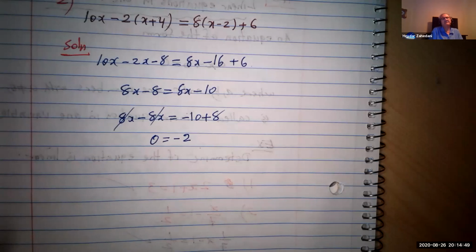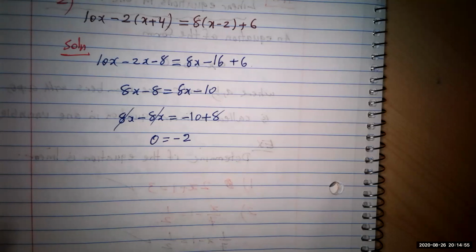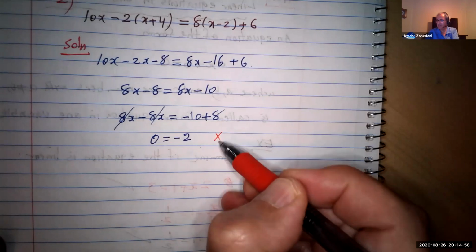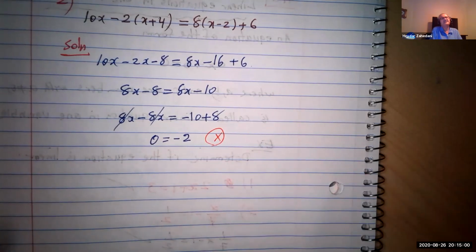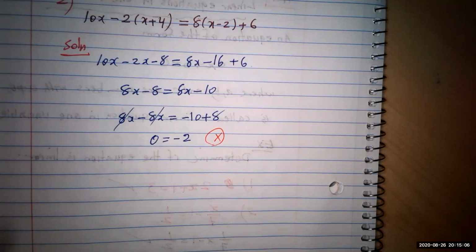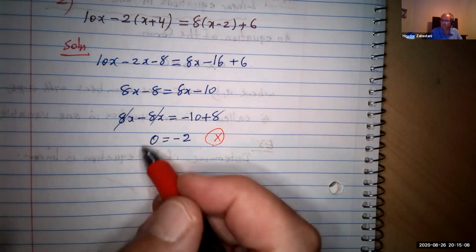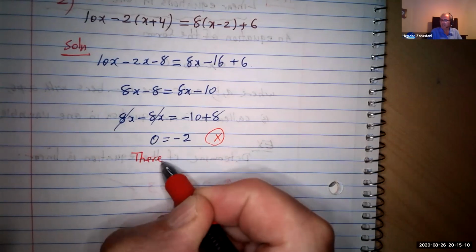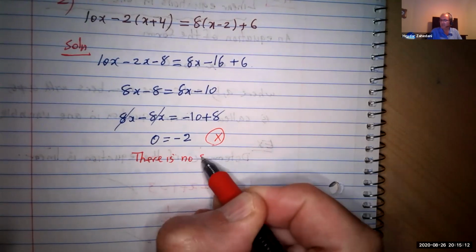0 equal to negative 2. Is it true or false? False. Very good. So what's the solution of the equation? There is no solution. Very good. So there is no solution.